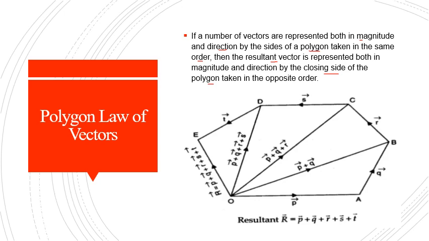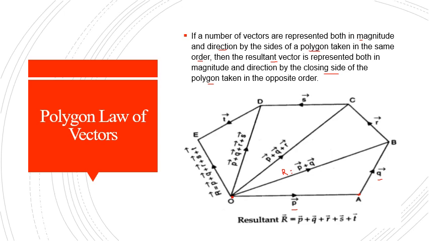Okay, what do you understand, students? Let me explain with the diagram. Look at the diagram. From point O to A, we have a vector P, and from A to B, we have a vector Q. Then where will be the resultant? As per the triangular law of addition, the resultant will be the third side of the triangle. So OB will be the resultant. So R is equal to vector P plus vector Q.